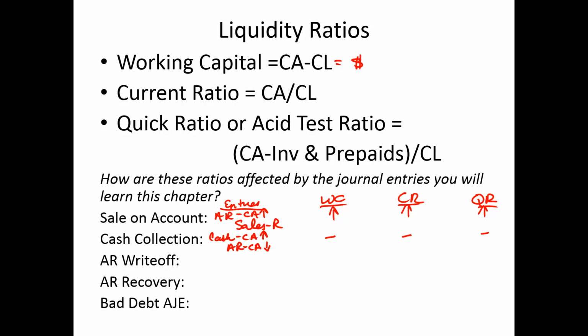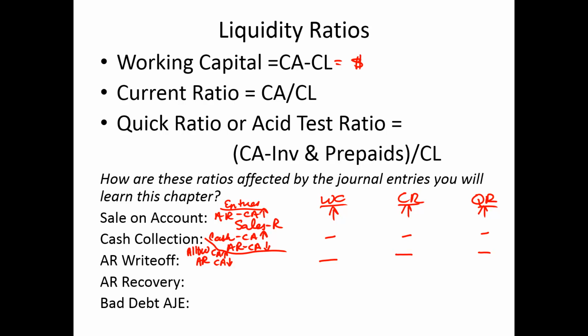When accounts receivable are written off, we know that we debit the contra current asset account allowance and we credit accounts receivable. Again, here we have a current asset going up and a current asset going down by the same amount. So when we write off an account receivable, it has no impact on our liquidity ratios.